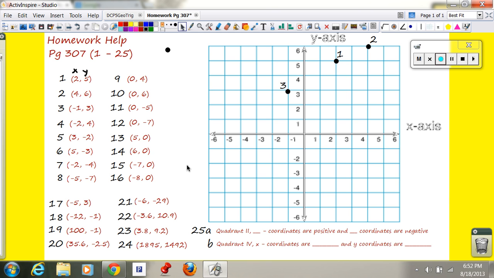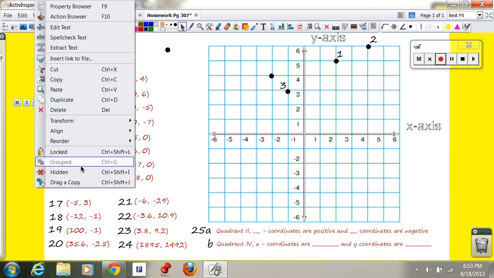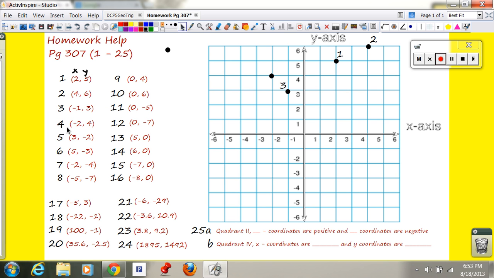Again, pause the video at any time if you need to catch up. Just pause it, copy it down, and start the video again. Number 4 is to go over negative 2 and up 4. So we're going to go over the negative first, and then go up the positive. We're going to go over negative 2 and up 4. That is point 4. Oops, I lost my 4. Hold on. Okay, that's 4 right there.